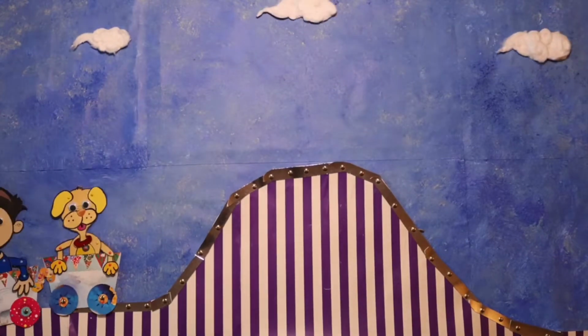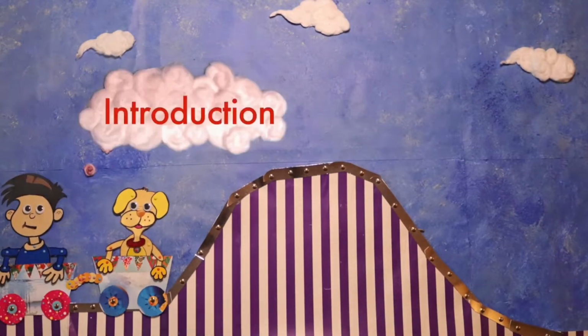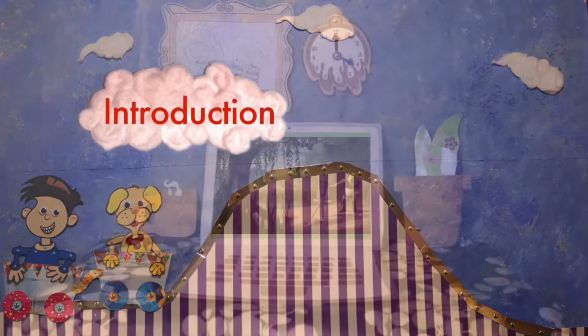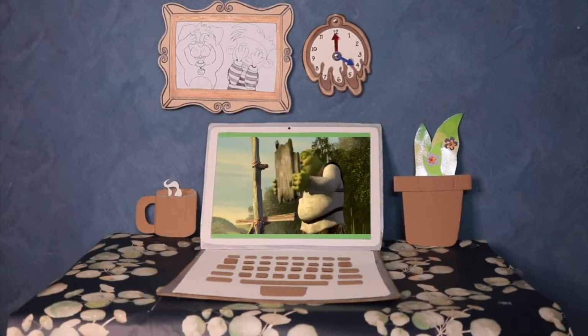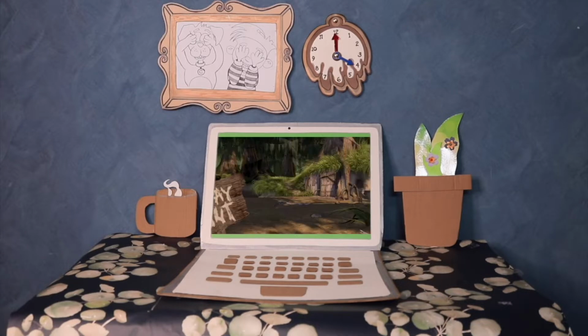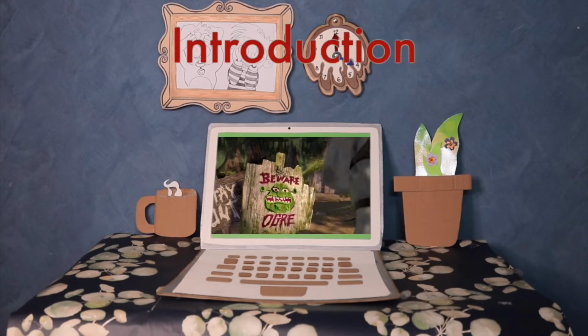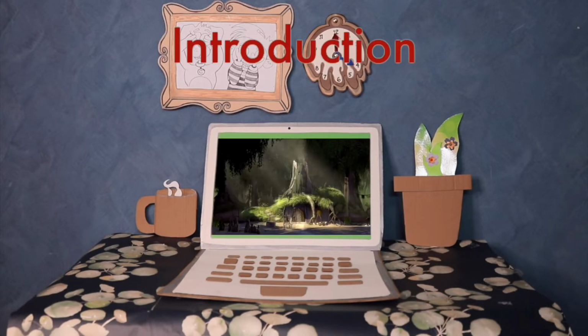Think about the plot like a roller coaster ride. Let's start with the introduction. The beginning of the plot is called the hook, the orientation, the exposition, or the introduction.